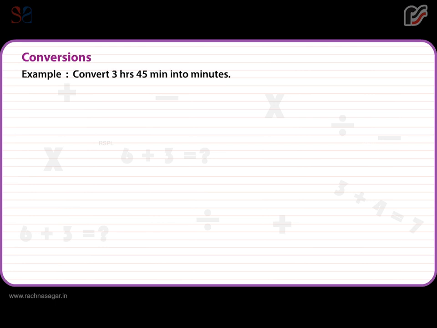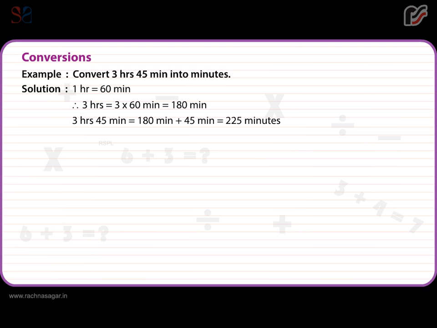Conversions. Example. Convert 3 hours 45 minutes into minutes. Solution: 1 hour is equal to 60 minutes. Therefore, 3 hours is equal to 3 multiplied by 60 minutes, which is equal to 180 minutes. 3 hours 45 minutes is equal to 180 minutes plus 45 minutes, which is equal to 225 minutes.